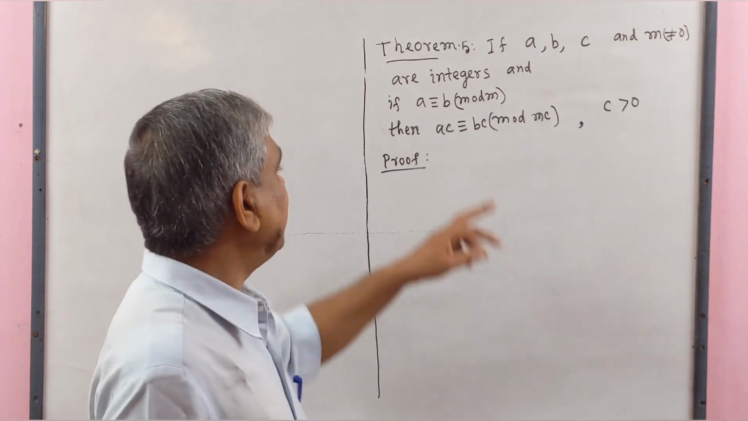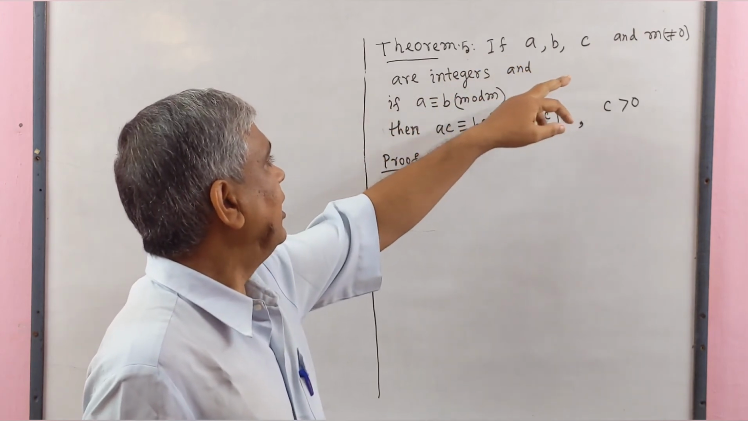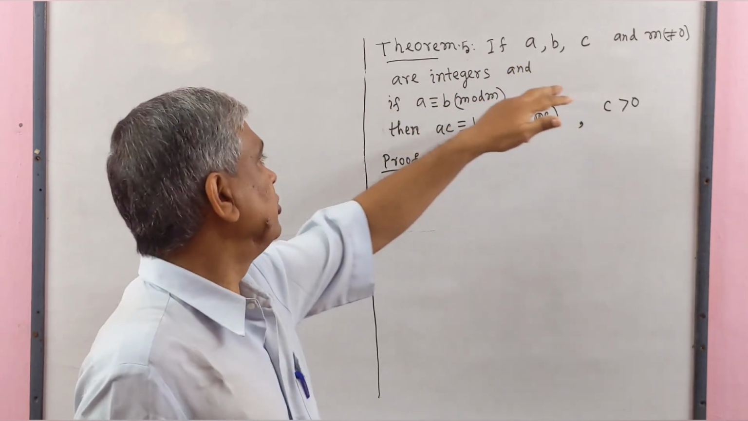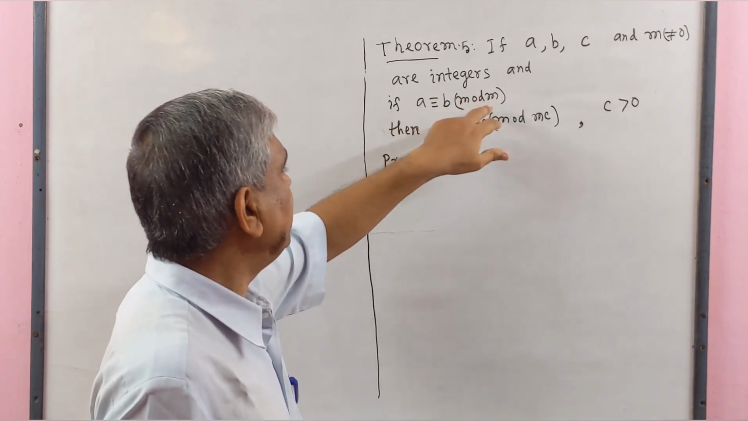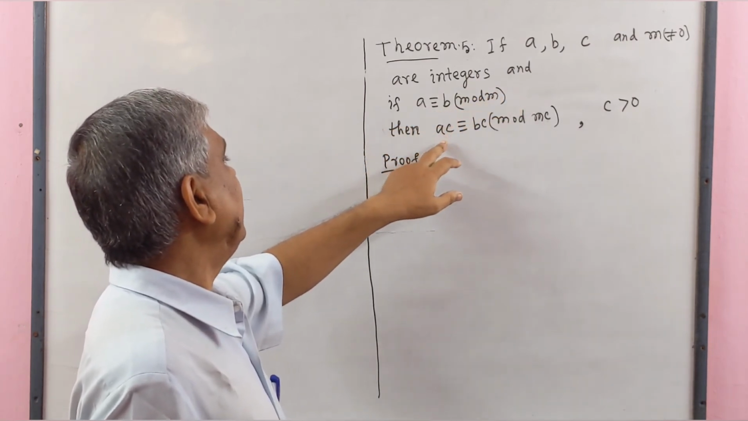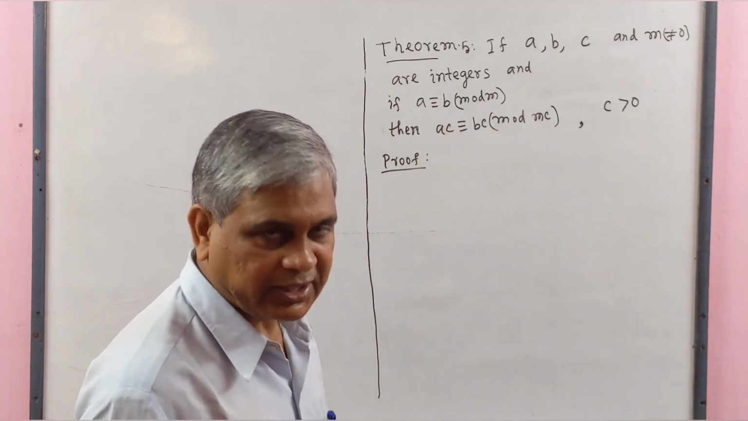Now we prove the next theorem. The theorem is: if a, b, c and m not equal to 0 are integers, and if a is congruent to b modulo m, then ac is congruent to bc modulo mc, c greater than 0.